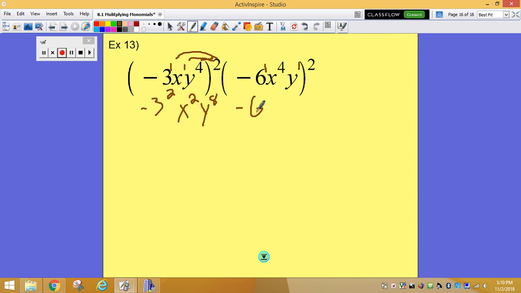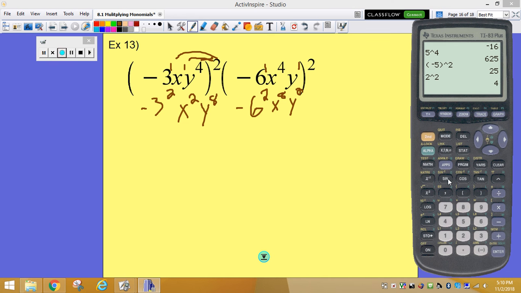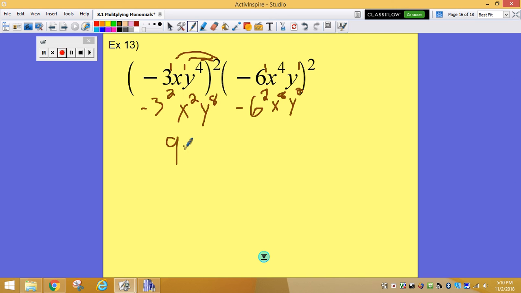Same thing here. I'm going to get negative 6 to the second. I'm going to get x to the 8. I'm going to get y to the second. Now I'm going to take care of these. Negative 3 to the second. You should have put it in parentheses. Negative 3 squared is 9. Oops. And negative 6 squared is 36. So I have 9 x squared y to the 8. And I have 36 x to the 8th y to the second.